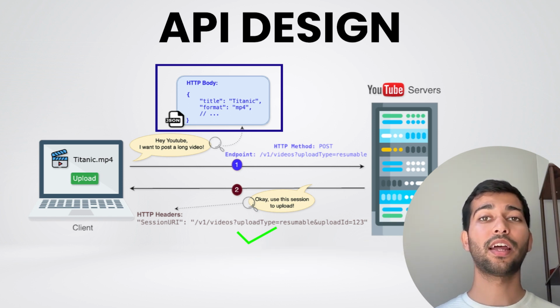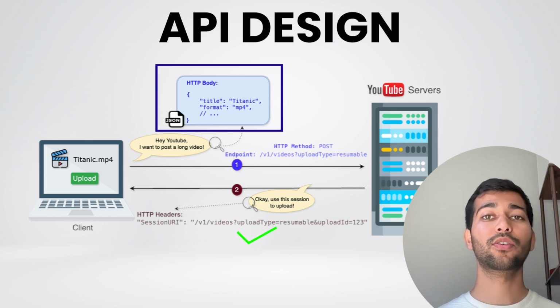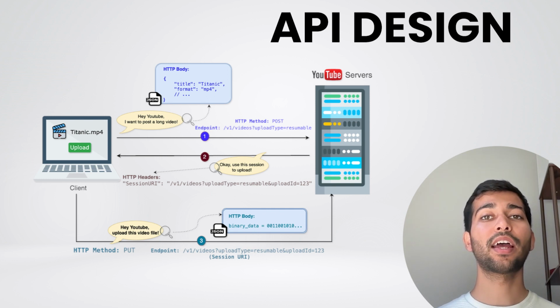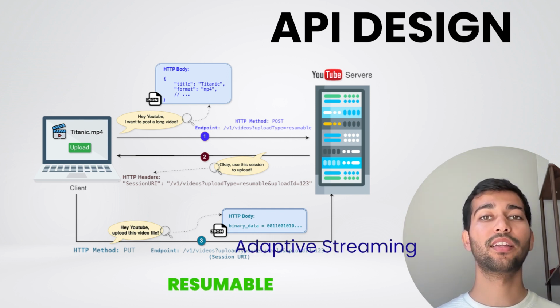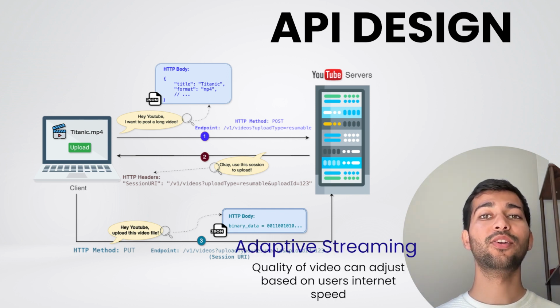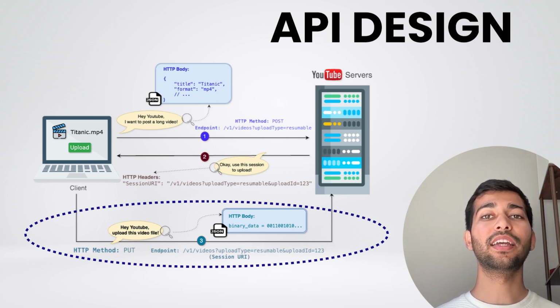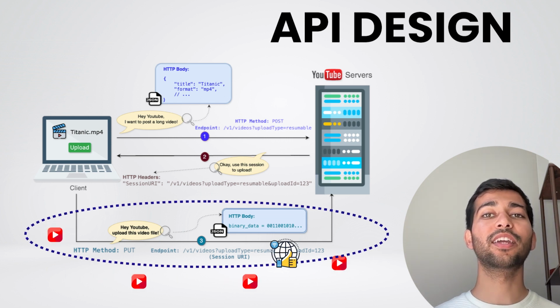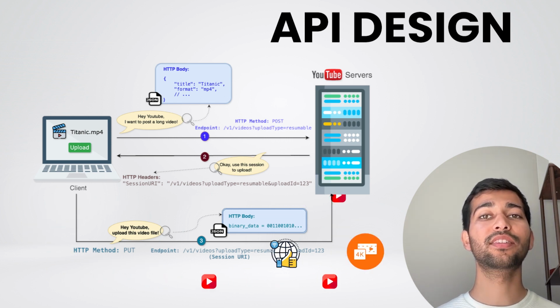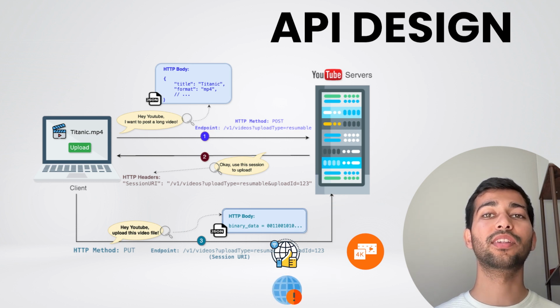Now let's understand what the second request looks like. Now the client has a resumable URL. It uses the URL to upload the content. This time each of the requests contains all of the small chunks of video, and those are getting saved to the YouTube server. So let's dive deep into the API design for that part.